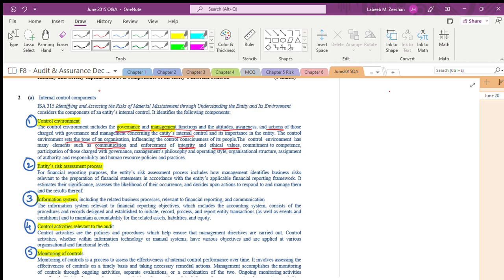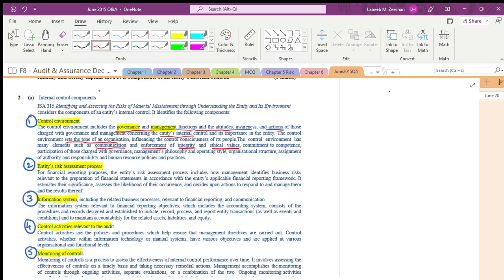Control is that you have to communicate. Is that you have to write like this? The control environment includes the governance and the management functions, its attitude, its approach, its awareness, and its actions. Who are charged with the governance? It gives importance to the internal control of the entity.